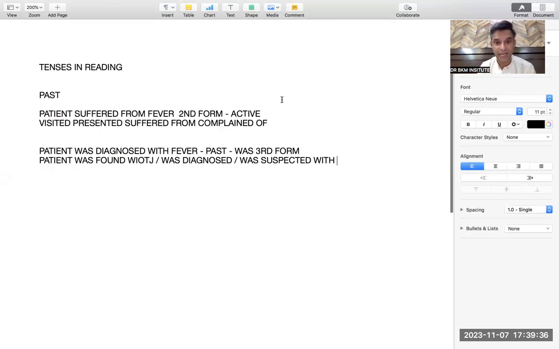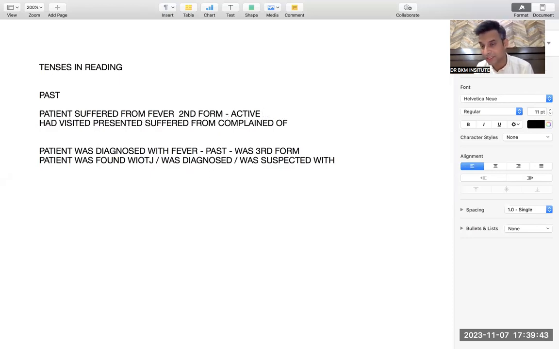So if by chance I write patient had visited, even then it is past. Though it is not past indefinite, it is past perfect, don't get confused. It is also past. So we should know only past, present, and future while doing the reading. Even in the OET writing, if you say patient had visited us, it is also correct, but don't use it in the writing. Generally speaking, even if it says patient had visited, this is also a past tense. Okay.